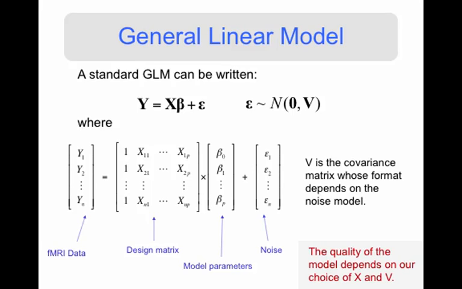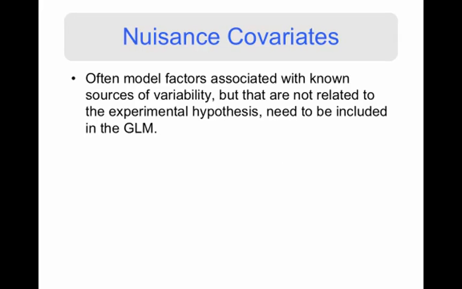Last time we started talking about different components that we could include in our design matrix in order to ensure that we got a good model. We talked a little bit about temporal basis sets. Today we're going to talk about nuisance covariates that should be included in the model. Often, factors associated with known sources of variability but not related to the experimental hypothesis per se also need to be included in the GLM.